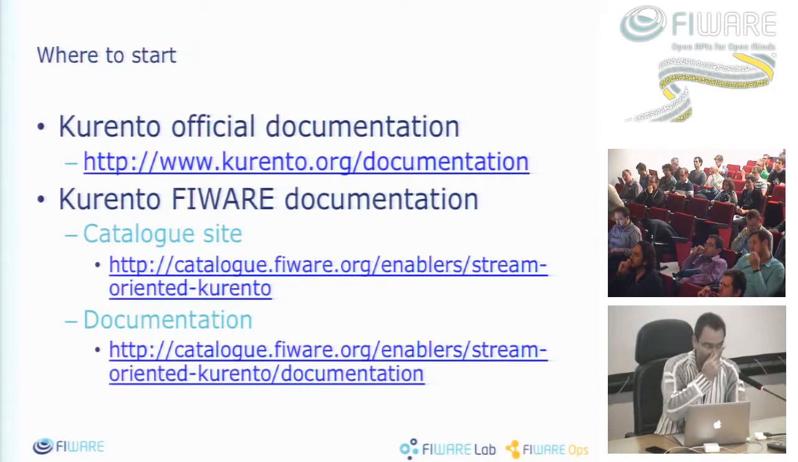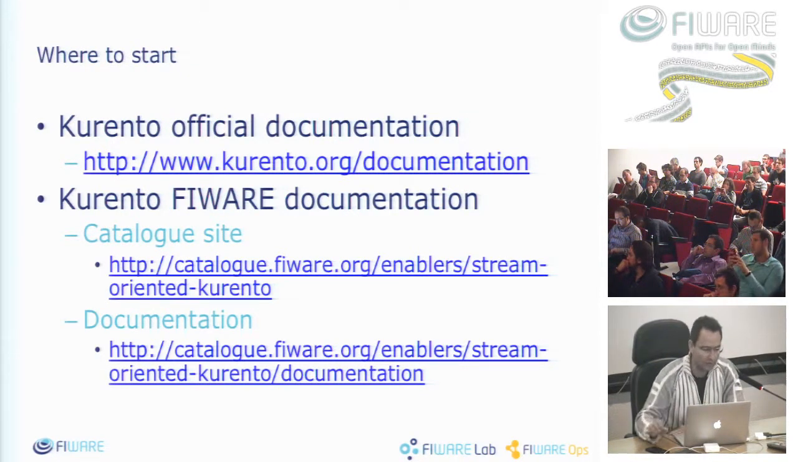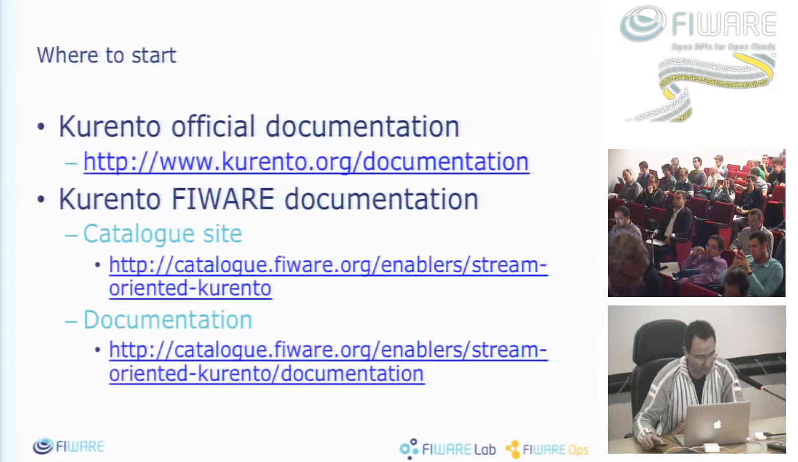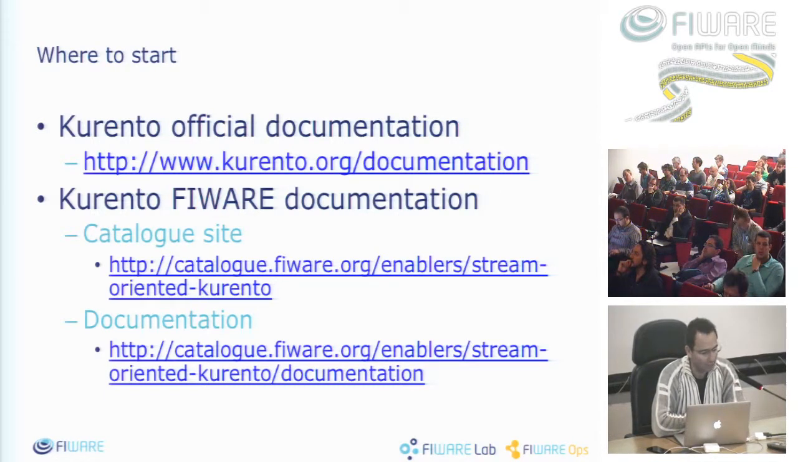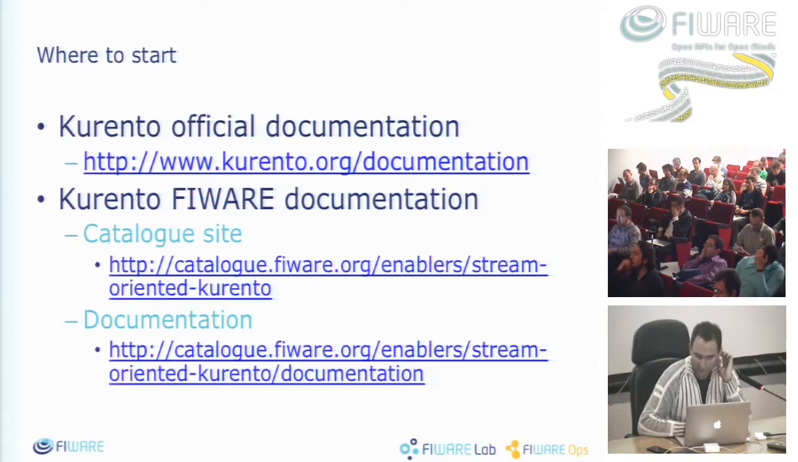And the second thing is somehow go into the stream-oriented generic enabler itself. To start with this, you can go directly to the FIWARE documentation through the catalog. You already know the catalog. Or you can go to the website of Kurento. Kurento is an open source software community. So you go to www.kurento.org. You will find all the information related to Kurento. And if you go to documentation, you will find the latest version of the documentation.